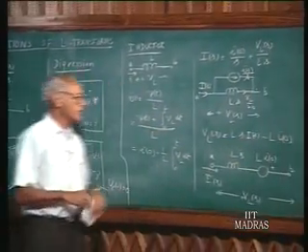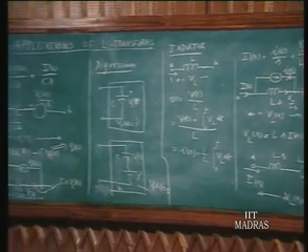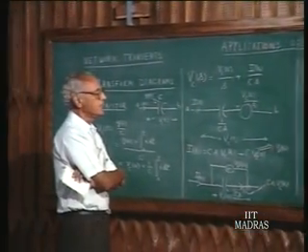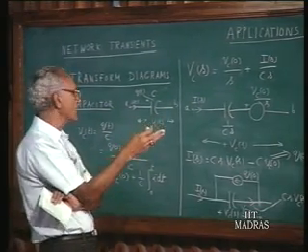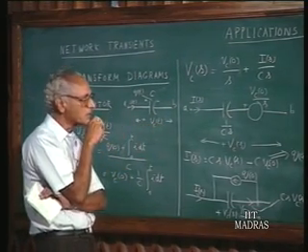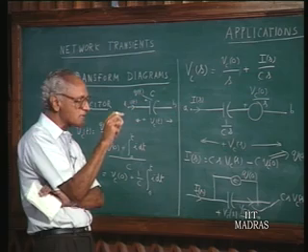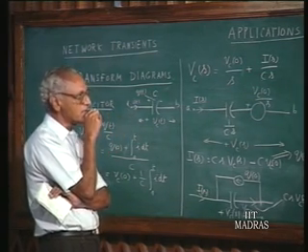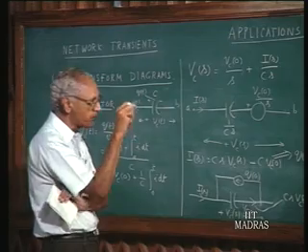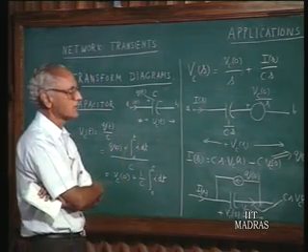If we did not have the sources representing the initial conditions, the inductor and capacitor are represented by impedances Ls and 1 over Cs respectively. So it is the initial sources which come into the picture. Initial conditions are the reactive elements which are equivalent to sources.